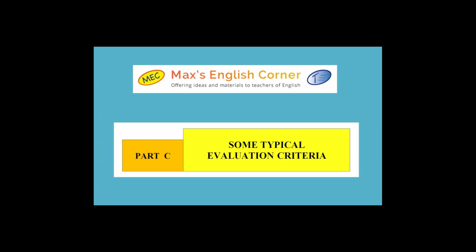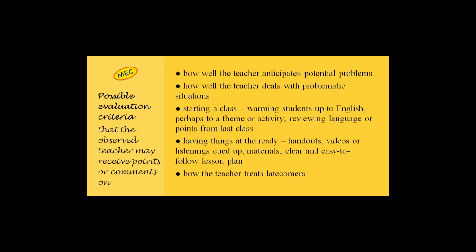Obviously, because there is such a variety of schools and reasons for having observations, every situation and criteria for your evaluation will vary a lot. The following listing should be considered only as possible examples to choose from, and each observer or institution or teacher can develop their own according to their needs and purposes. Only some of the following criteria would be focused on. Here are some possible evaluation criteria that the observed teacher may receive points or comments on.